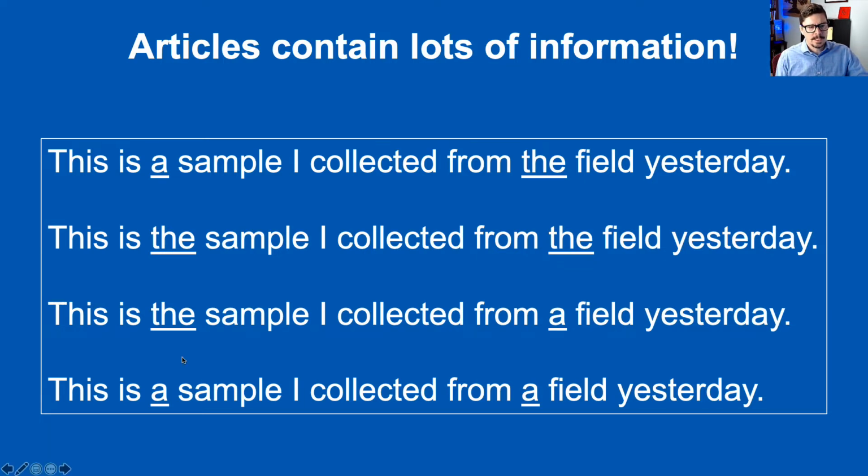For the fourth example, this is a sample I collected from a field yesterday. Okay, so that tells me that you collected several samples or maybe even many samples, and you visited several or many fields. And you're showing me this one particular sample because there's something extra interesting about it. So I got all of that information just from these articles in those sentences.